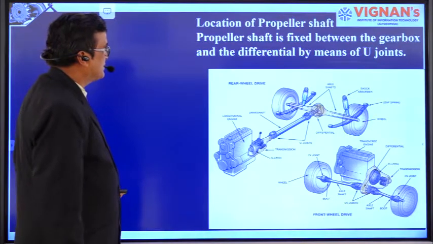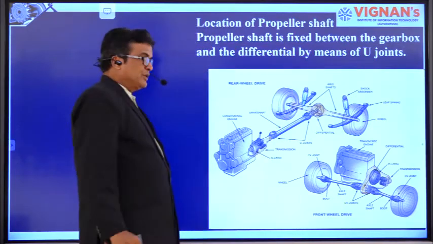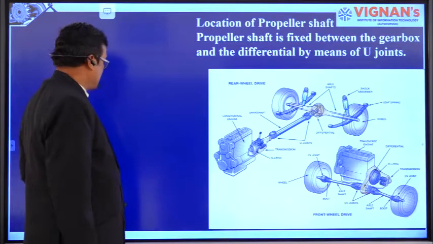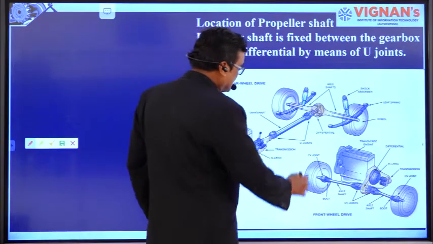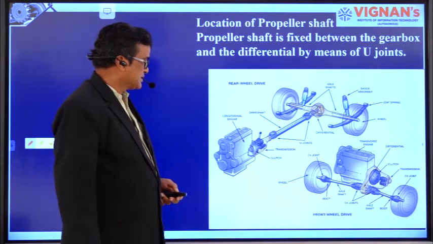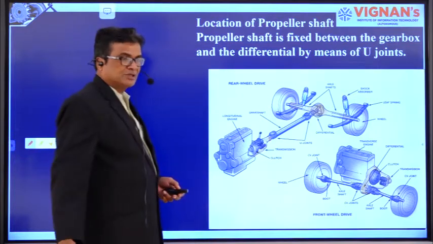Location of the propeller shaft is fixed between the gearbox and the differential by means of universal joints. Let us see what is the function of these universal joints. This is the top view of the vehicle, or you can say skeleton. Here the entire transmission system has been shown.